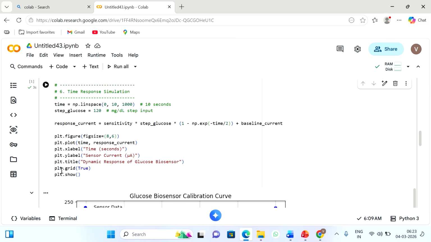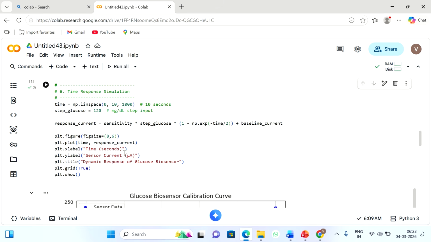Then what does this experiment teach? Sensor parameters: it will show the biosensor characteristics. Calibration curve: it will show the current versus glucose relationship. Then linear regression, finding the calibration equation. Unknown prediction: it will give the glucometer working principle. Then time response: it will give the dynamic sensor behavior.